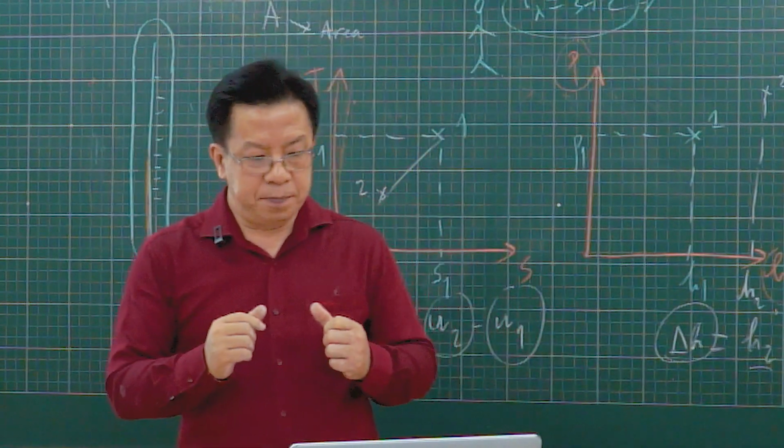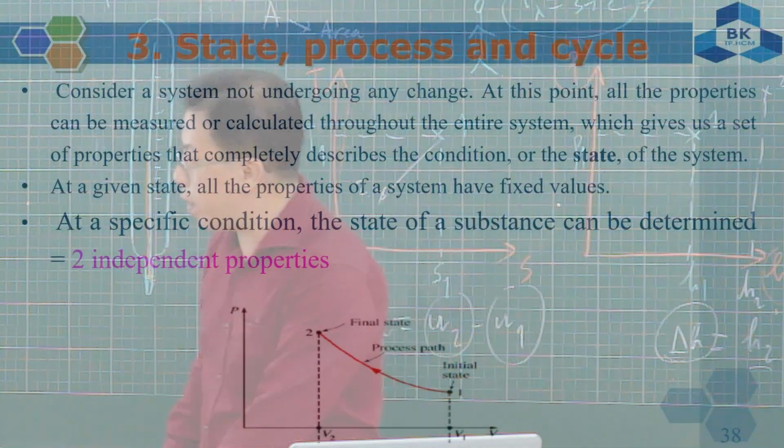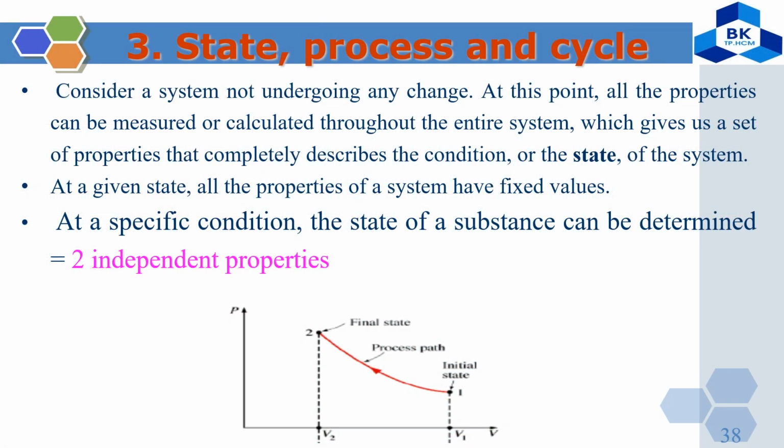Okay? And again, we already looked at this figure, and you know that we have state 1, or we call it the initial state, and state 2, and we put them in the PV diagram, and one point in that case is one state. Okay?